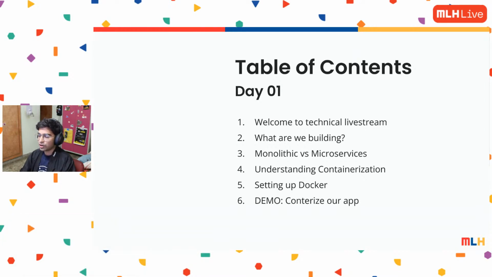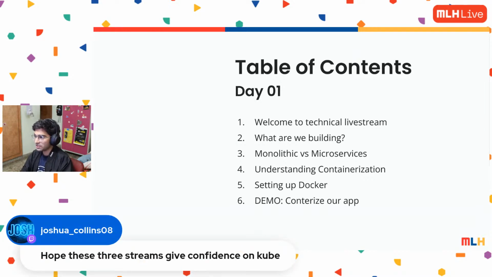So we are going to demo it. We are going to create our own application and deploy it on Kubernetes. What is that? Why should we do it? We're going to discuss all of that. By the end of this three-part stream, you will have your own cluster running. You will have your own project running on Kubernetes. I hope this three-part stream gives you confidence in Kube. I will try my best to do so. Don't worry, we got this. We can do this.